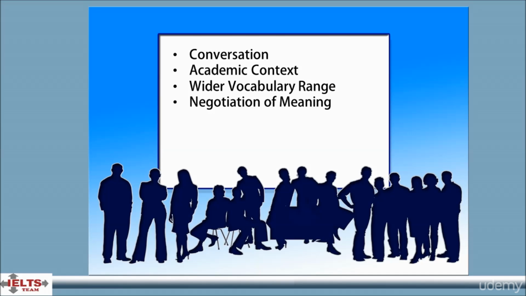IELTS Listening Section 3 is a conversation in an academic context. The conversation may display similar features of speech to those in Section 1, depending on the relationship between the speakers, but the lexis and structures are likely to reflect those more often heard in an academic context. The range of vocabulary is likely to be wider than that of Section 1 conversations, and there is likely to be more negotiation of meaning.